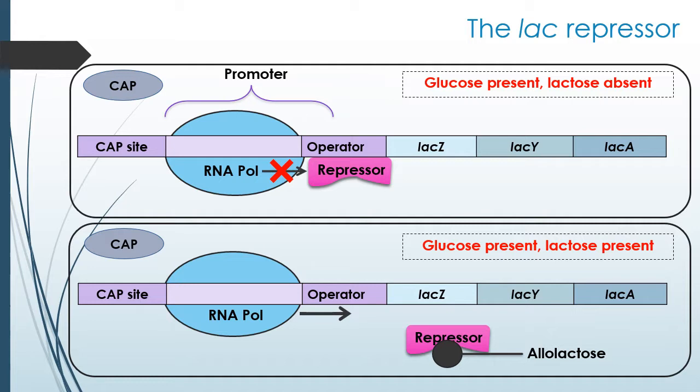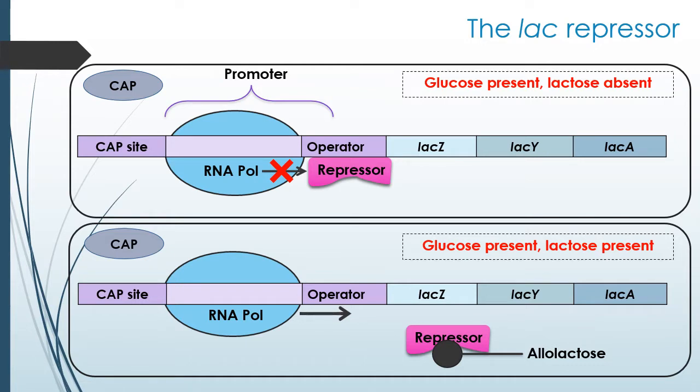Okay, so first is glucose is present and lactose is absent. If that happens, there will be no transcription of the lac operon. That's because the lac repressor remains bound to the operator and prevents transcription by RNA polymerase. Also, cAMP levels are low because glucose levels are high, so CAP is inactive and cannot bind DNA.